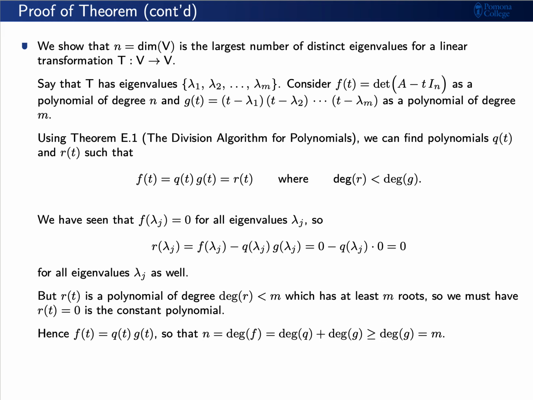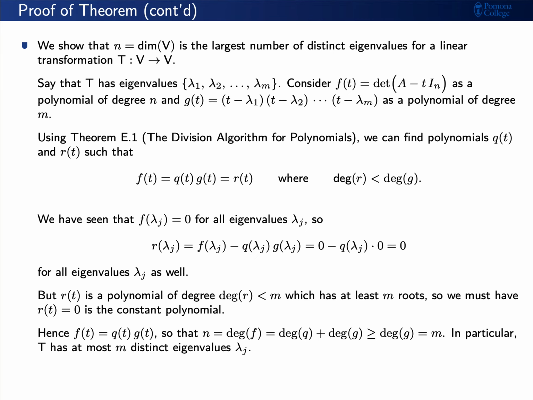Hence, f of t must be q of t times g of t. But now this shows that n is greater than or equal to m, hence showing that there are at most n distinct eigenvalues. So this completes the proof of our theorem.